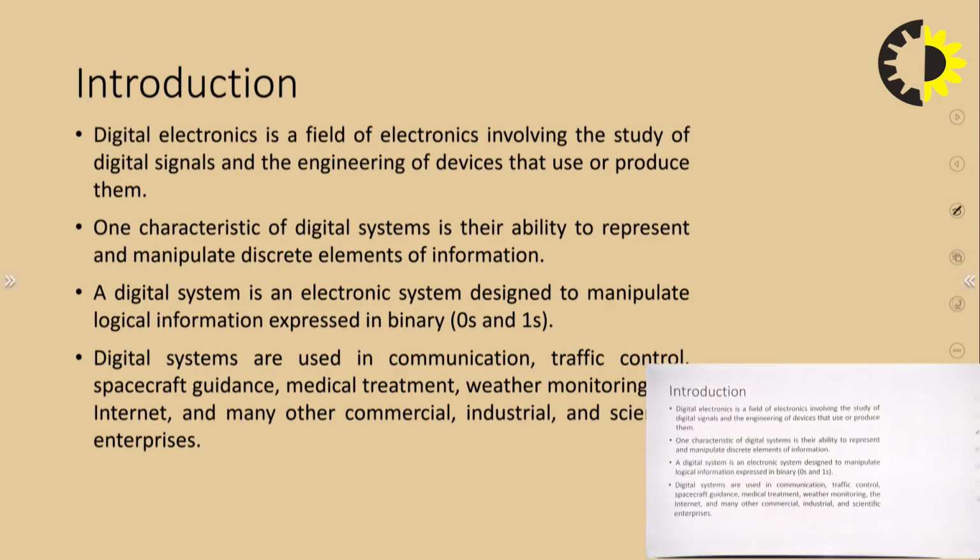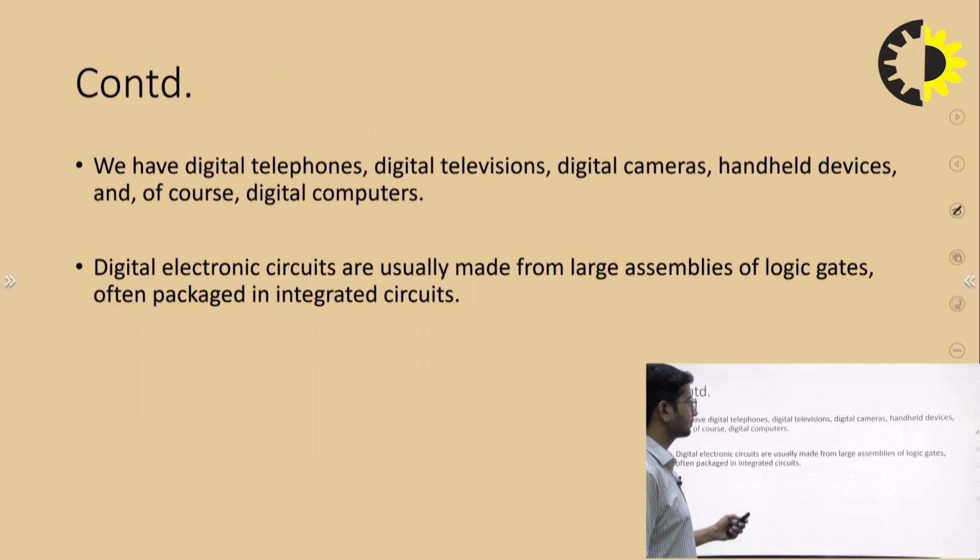Third point is that a digital system is an electronic system designed to manipulate logical information. That means digital signals are basically represented by binary numbers like 1 or 0, true or false, like that. So there are only two values. Digital systems are used everywhere in daily life, like communication, traffic control, spacecraft guidance, medical treatment, weather monitoring, internet and so many other things.